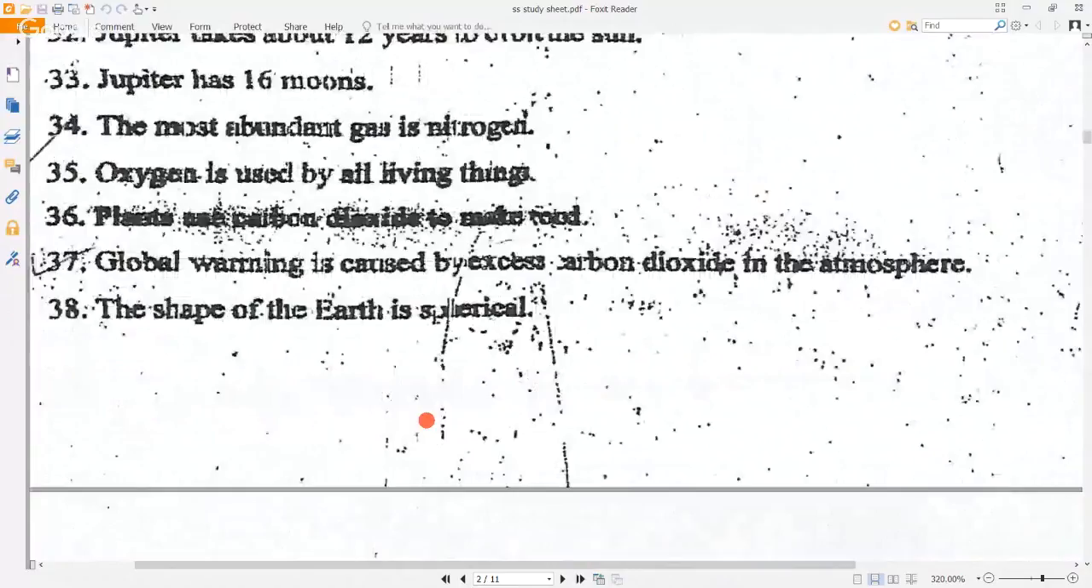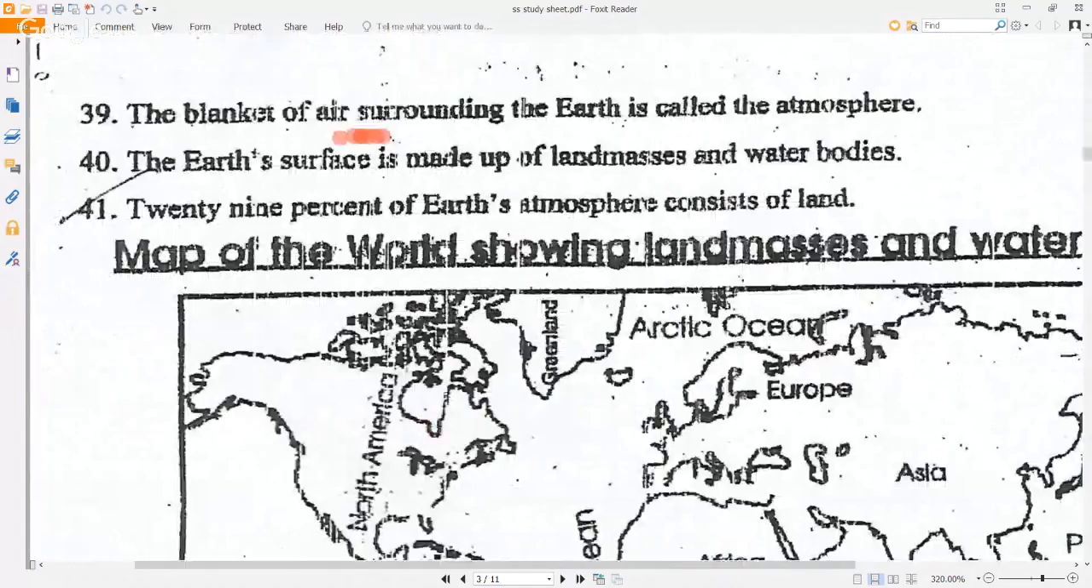Okay. So now 39. The blanket of air surrounding the Earth is called the atmosphere. 40. The Earth's surface is made up of water bodies. 29% of the Earth's surface consists of land. This should be Earth's surface.